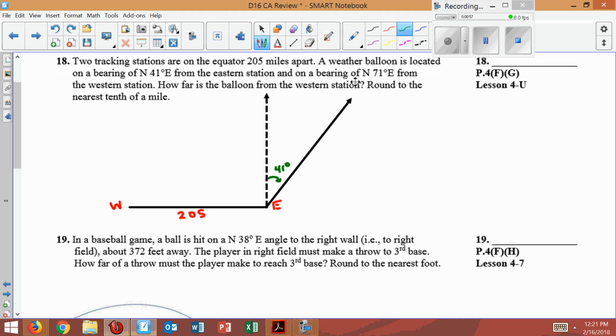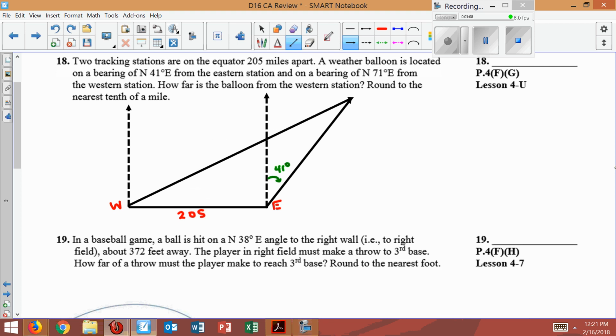And it says the other station is north 71 degrees east. So again, you're starting north, and then you're angling from north 71 degrees to the east. Now, if everything was drawn perfectly to scale, this would be 71 degrees and the other 41 degrees. Now it says how far is the balloon, and this is our balloon here, from the western station. So we're looking for this value. Round your answer to the nearest tenth of a mile.